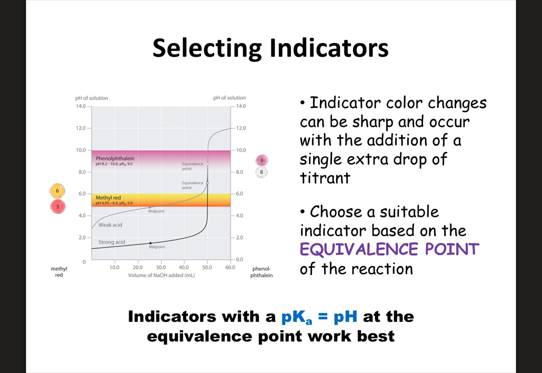All right, so we need to choose suitable indicators here, and the indicator we're going to choose is the one that has a pKa closest to our pH at the equivalence point. So you might be given a list of indicators and their pKa's, and you would have to choose the one that's most appropriate based on the titration that you're doing. So again, big idea here, make sure you understand this. We want the indicator with a pKa equal to our pH at the equivalence point. That's going to be the best indicator.